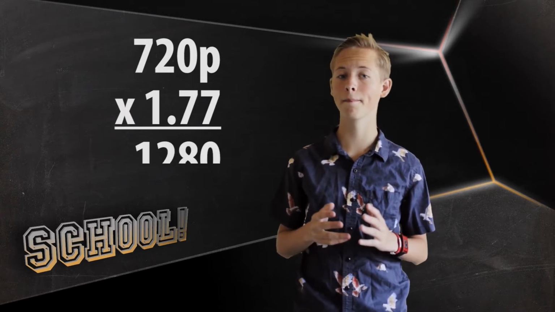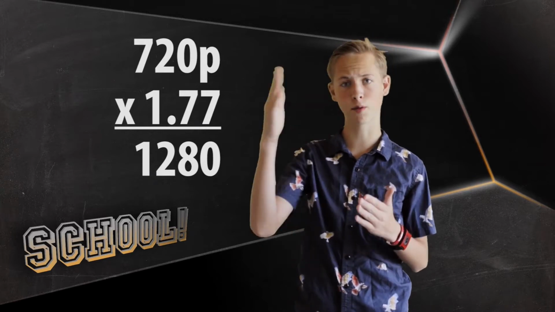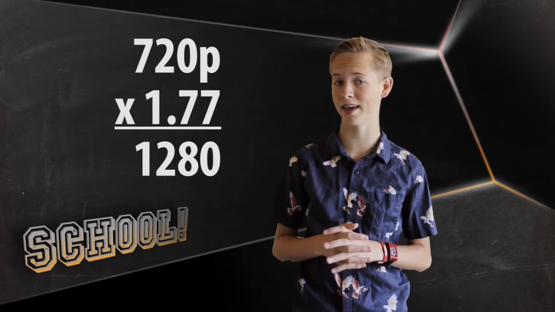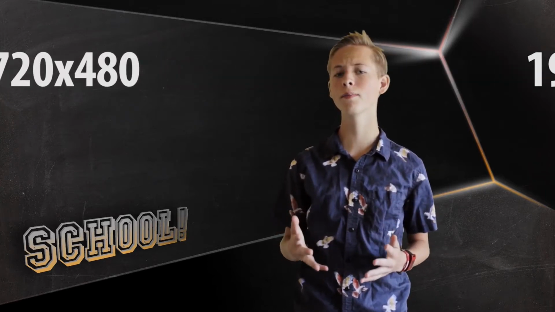Multiplying this gets us 1,274.4 pixels, which if we round up, we get 1,280 pixels. Now if we do that for 1080p, we get about 1920 horizontal pixels. 4K gets us 3840. Here's something to keep in mind when it comes to resolution.